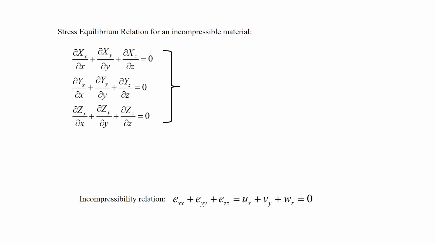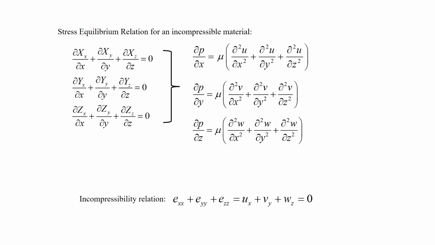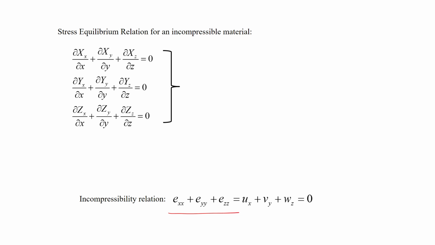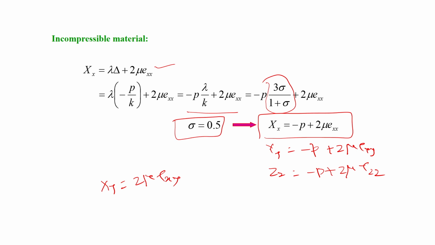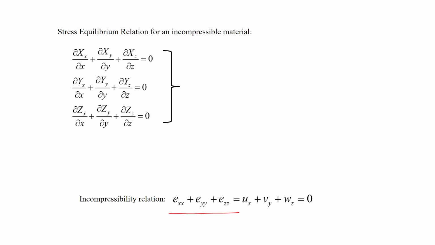Now, how does the stress equilibrium relation change? Here is the stress equilibrium for an incompressible material. The incompressibility relation is E xx plus E yy plus E zz equals 0, and we can also write E xx as del u by del x, E yy as del v by del y, and E zz as del w by del z. Here we can substitute for sigma xx the relation that we derived, minus P plus 2 mu E xx. If we do that, it will be something like this.